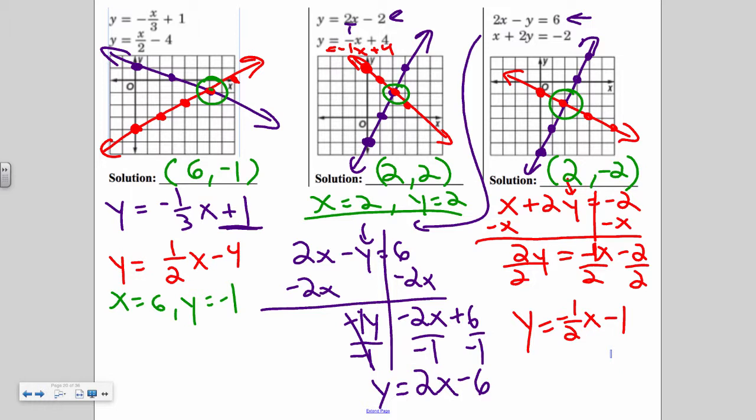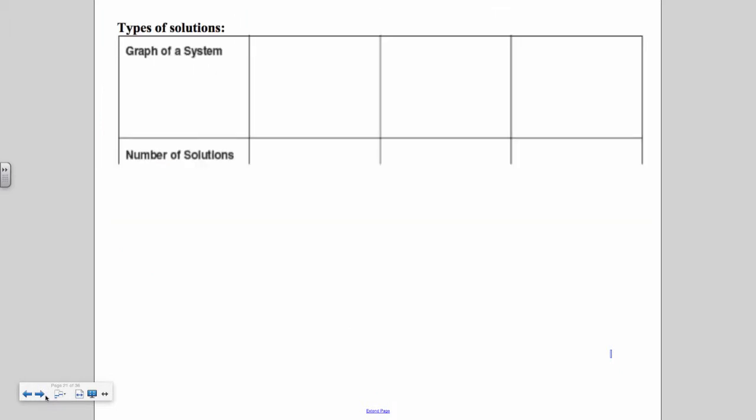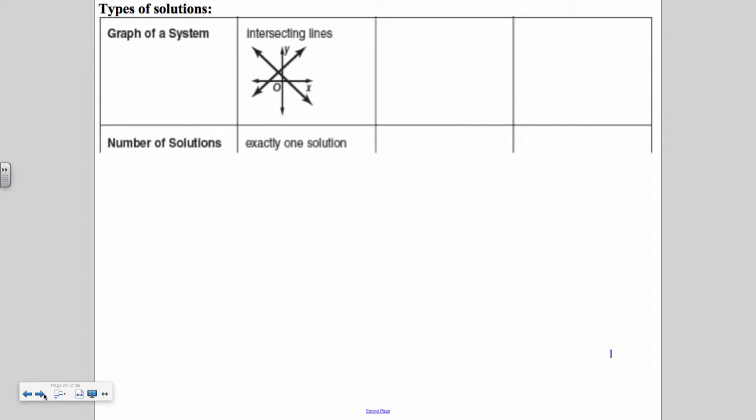Now there's 3 different ways you can get answers. You can get intersecting lines, which means there's exactly one solution. So what point do they have in common? It's the one where they cross.